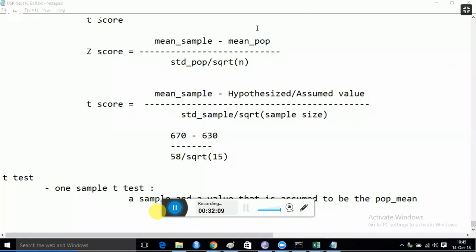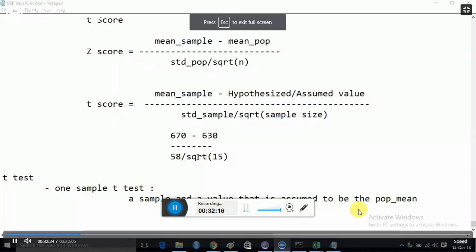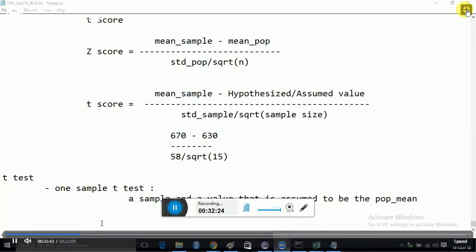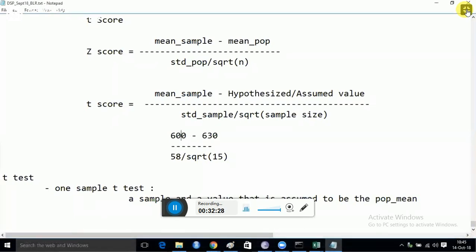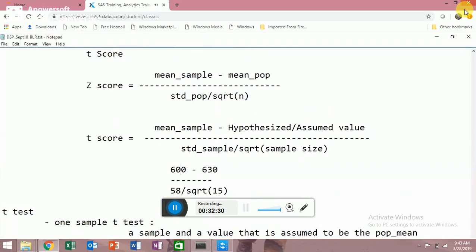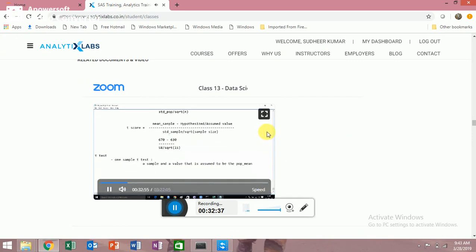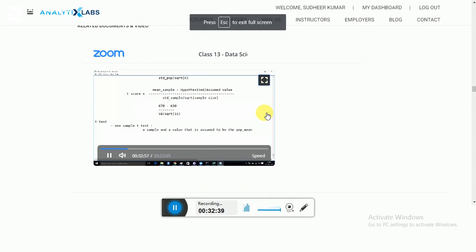Sir, can this z-score, t-score be negative also, or should we take all considered? Yes, they can be negative, because if it comes on the left side of the mean, it can come out negative, right? Here, 670 minus 630 is a positive value. Let's say this is 600, for example. Then it's a negative value.